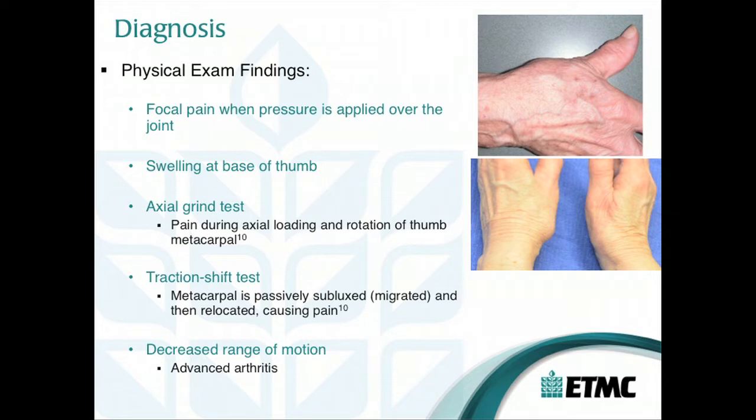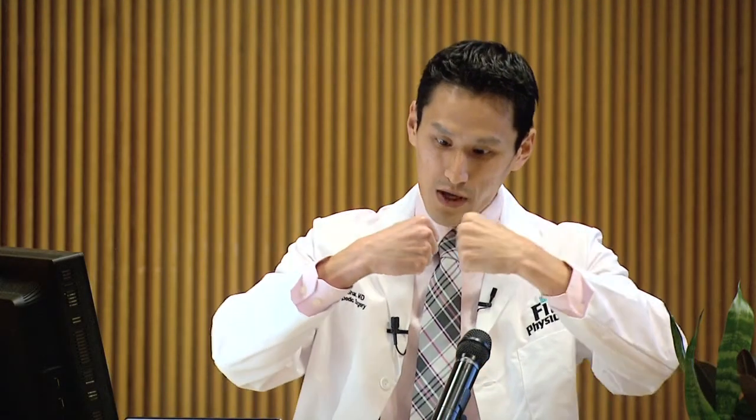There's an exam maneuver called the axial grind test, which just means that the examiner takes the thumb, pushes it down towards the joint, and then tries to move the thumb in a circular fashion. What that does is put bone against bone, and if there's a lot of arthritis, then that can irritate the joint and cause pain.